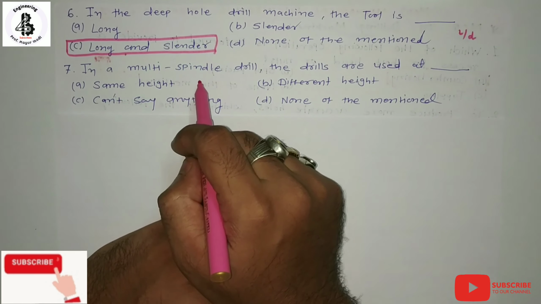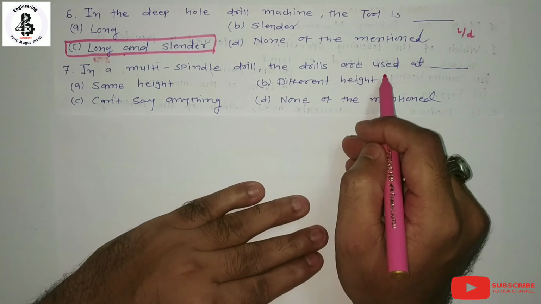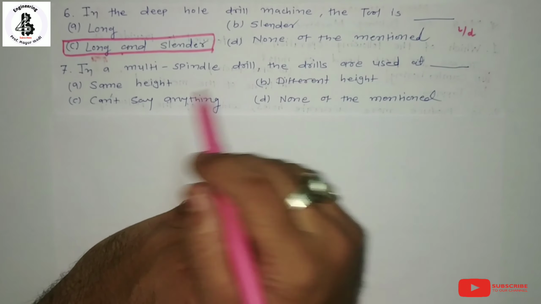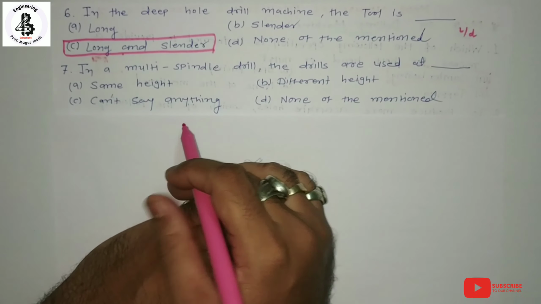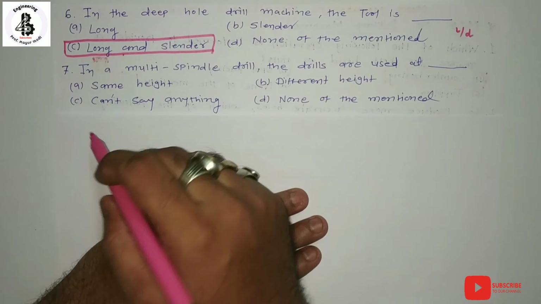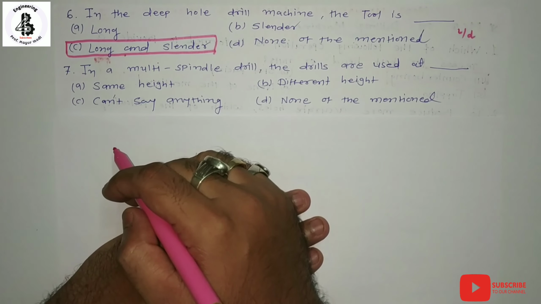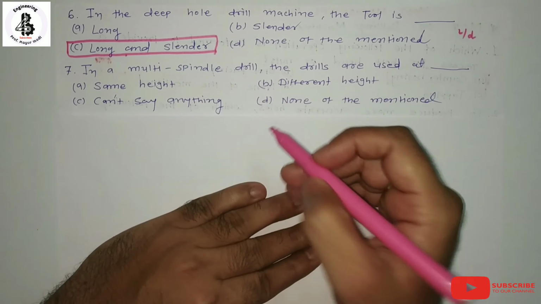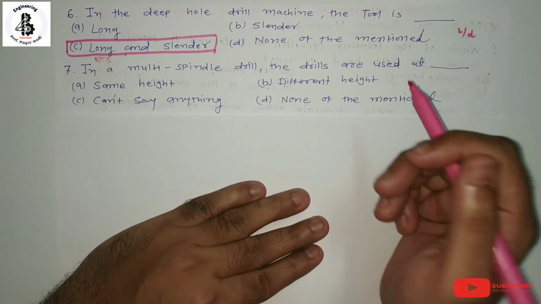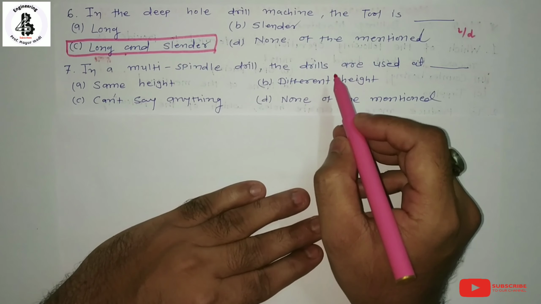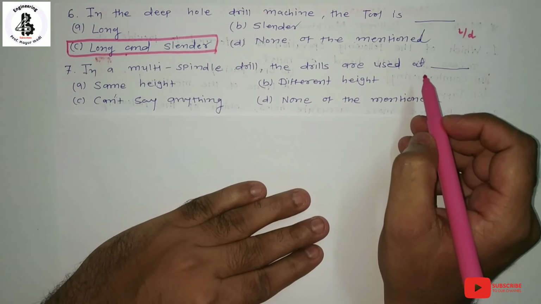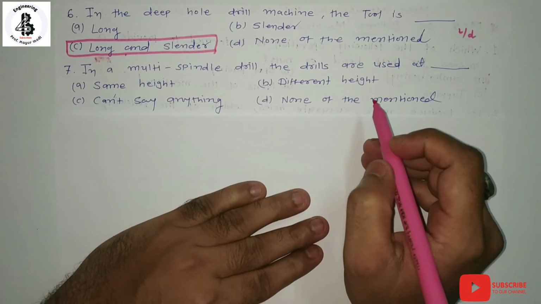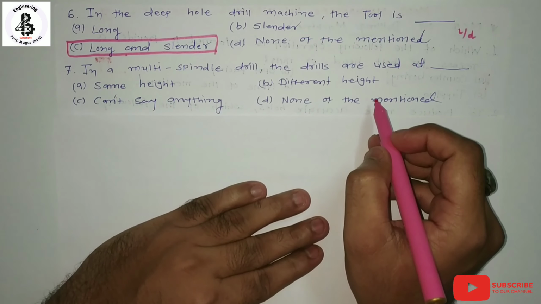In a multi-spindle drill, the drills are used at option A, same height; option B, different heights; option C, can't say anything; and option D, none of the mentions. So according to the name, multi-spindle drill will be categorized as a special purpose drilling machine. To perform special operations on the workpiece materials, generally the drills are used at different heights. According to the shape and size of the jobs and the operations performed on that particular component, the drills will have different heights.